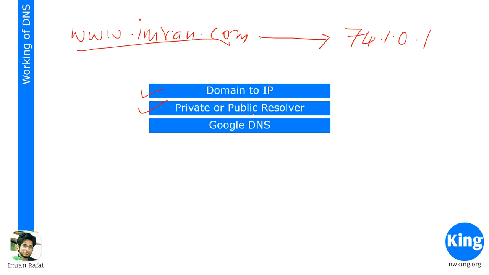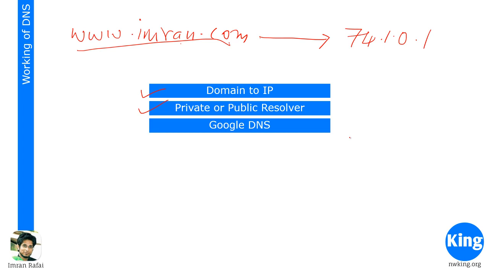Also, we could have a public DNS resolver, right, where let's say you configure an IP address from your ISP, and the ISP gives you a DNS server IP address, that is the public DNS resolver. That means every time you go to your computer and type imran.com, for instance, your computer doesn't know what imran.com is or what the IP address of imran.com is. It has to contact your DNS server.